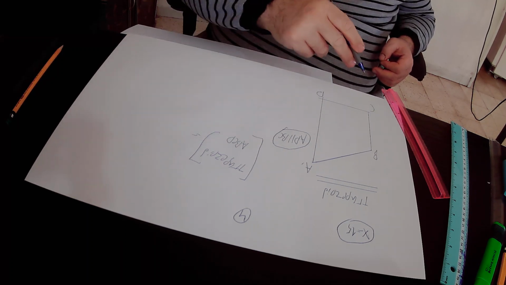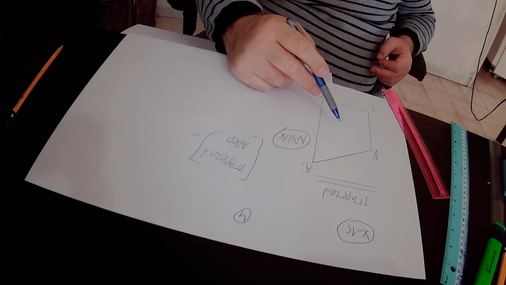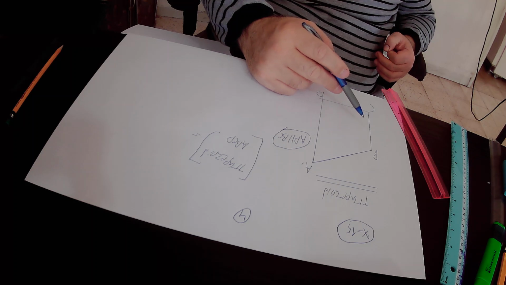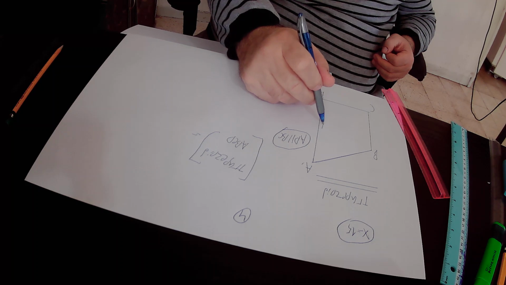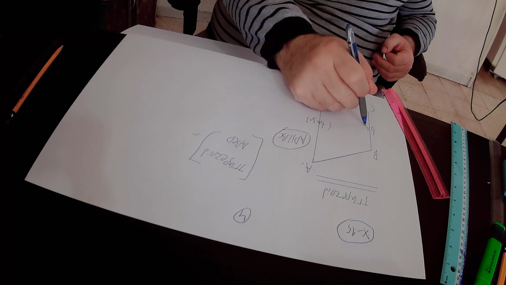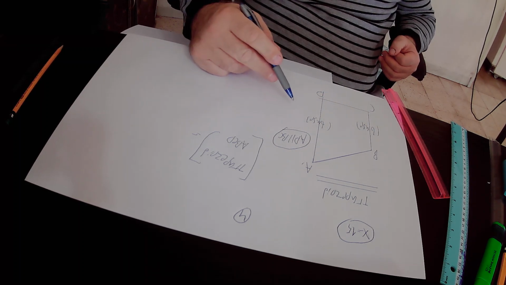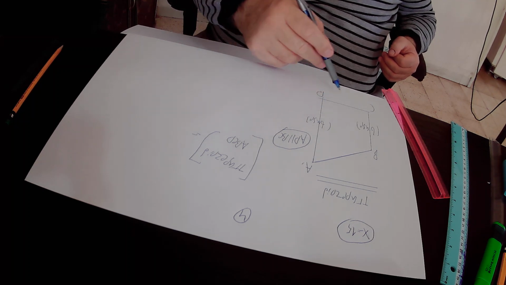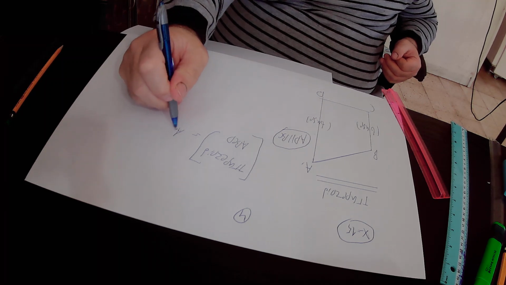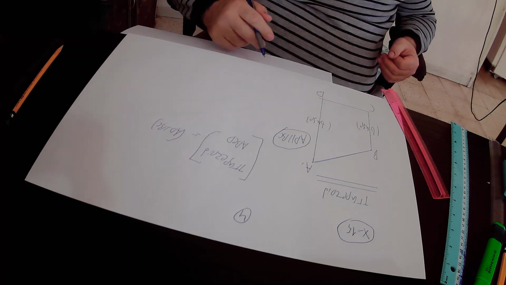First of all, the two parallel sides, side AD and side BC, are defined as the bases of the trapezoid. So AD is the first base and BC is the second base. So the area of this trapezoid ABCD equals the sum of its bases, that is to say, AD plus BC, times the height.